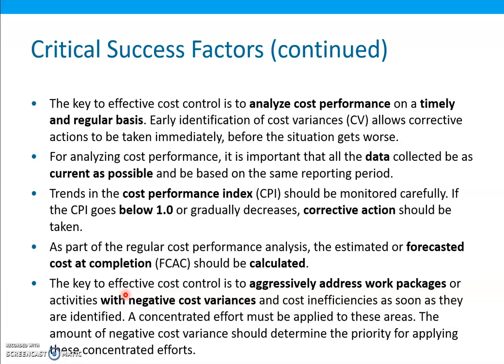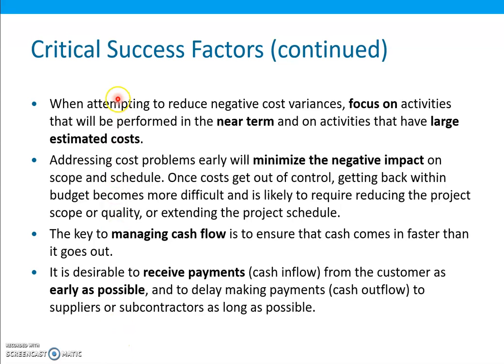The key to effective cost control is to aggressively address work packages or activities with negative cost variances and cost inefficiencies as soon as they are identified. A concentrated effort must be applied to these areas. The amount of negative cost variances should determine the priority for applying these concentrated efforts. When attempting to reduce negative cost variances, focus on activities that will be performed in the near term and on activities that have large estimated cost. Addressing cost problems early will minimize the negative impact on the scope and schedule.